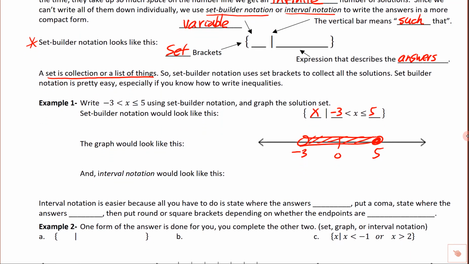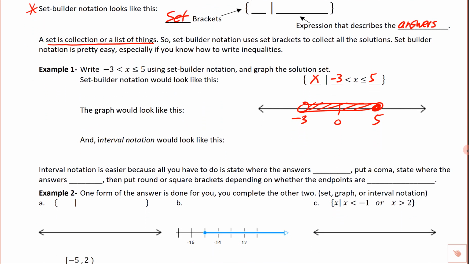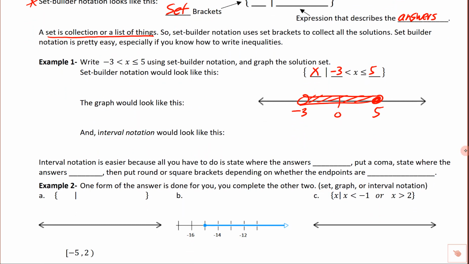Now, I'm going to show you interval notation. And interval notation is awesome because it looks like this. We're basically just going to write down, okay, the answers start at -3. We're going to put a comma, and then they end at 5. We're basically just describing what the interval would look like. And then the only thing that we do next is we need to differentiate between when they're included and when they're not. So this one is not included, so we use a round bracket, and this one is included, so we use a square bracket.